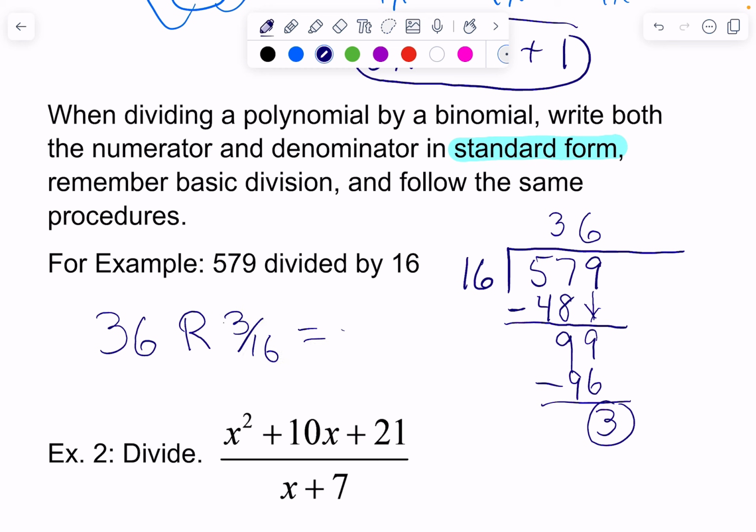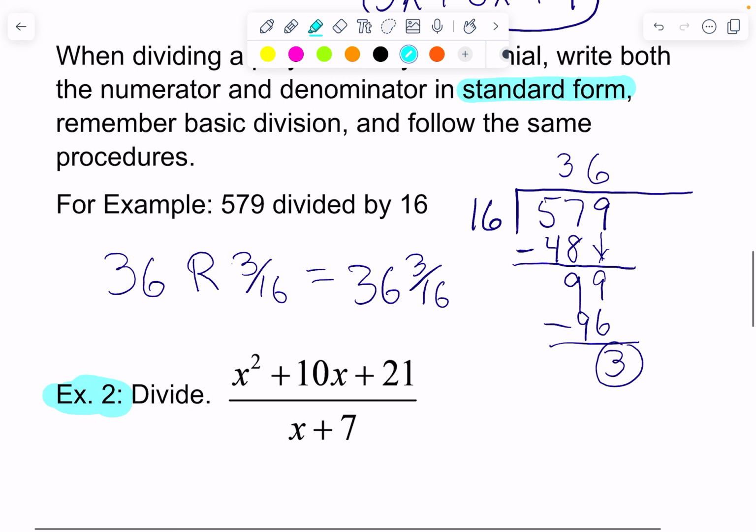Or we could write that mixed number 36 and 3/16. Now, you may say, why are you doing this? Because these exact same procedures are going to be used for this example number 2. I promise. So if you understand basic division, you're going to understand this. Take my word for it.